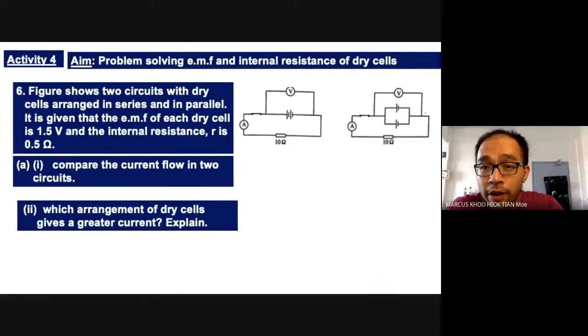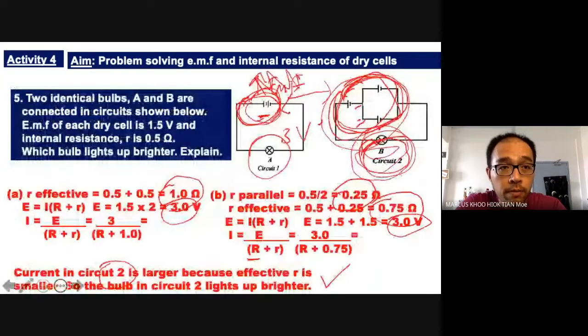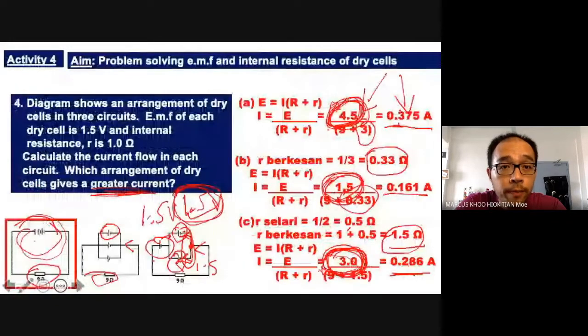So where do we get the 4.5 for question 4? This is the one. Question 4, let me go back to question 4. Where is the 4.5? Oh, this one, because this is 3 batteries, this is 4.5. Hold on, let me erase. So ugly.